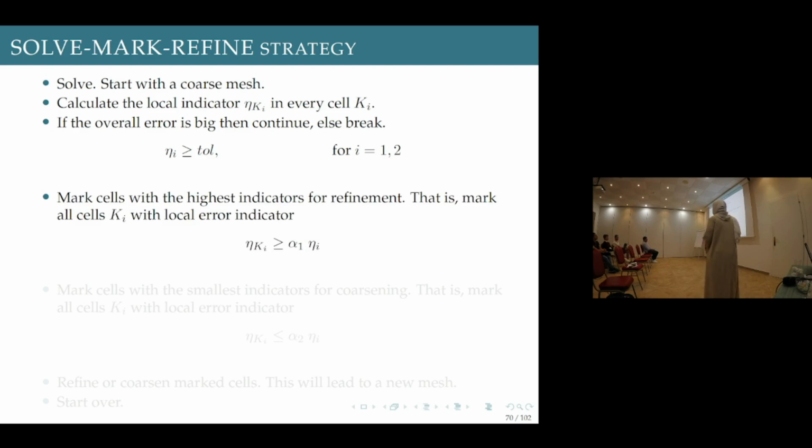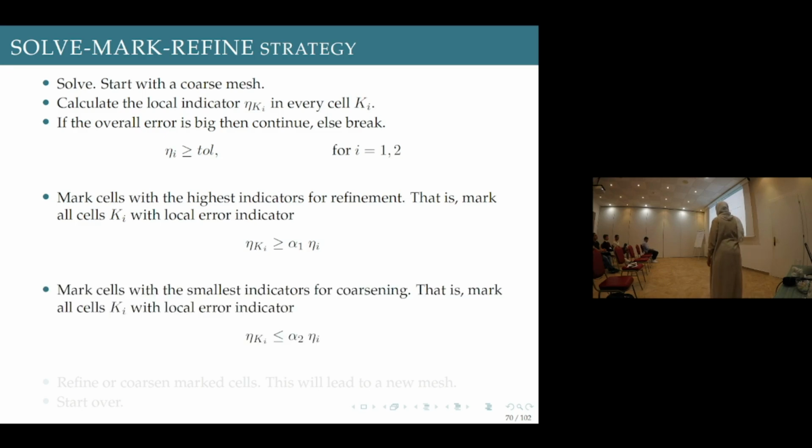Then if we're continuing, we will mark all cells with a local indicator that is greater than or equal to some percentage of the overall indicator. This alpha 1 can be anywhere between 0 and 1, so it's just like a percentage of the total indicator. Then if we want to do also coarsening, we have to mark all cells with a local indicator that is much less than some percentage of the overall indicator, and then coarsen all these marked cells.